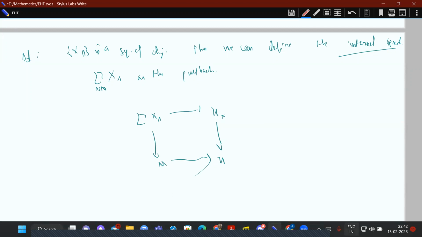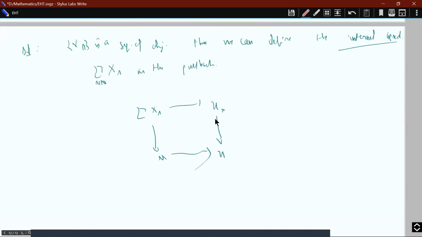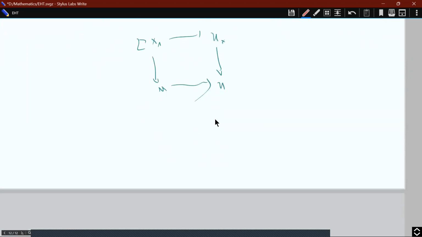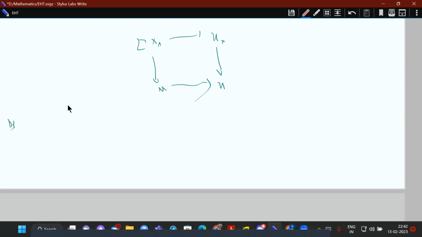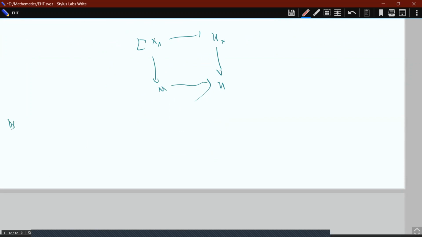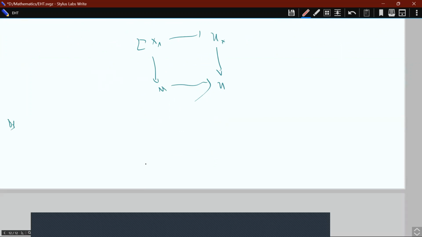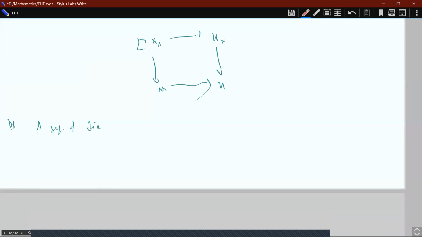Right. Okay. So now I've defined the internal. Now we can define a sequential diagram. So, a diagram of sequences. Okay, so a sequence of diagrams. So this is the notation.